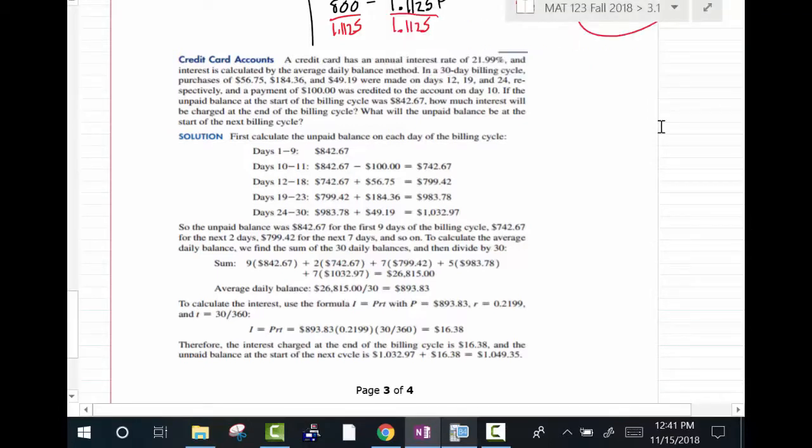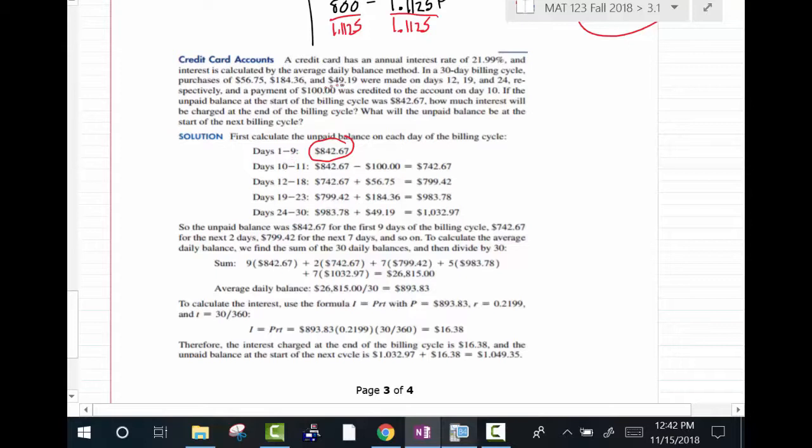So I'm just going to talk through this example. You'll do, I think, one of them on your review and maybe one of them on your online homework. They're not hard to do. What this problem says is, this is your credit card balance. At the beginning of the month, your balance is $842.67. Ideally, you're just going to pay the whole thing off. If you can't afford to do that, then you're going to get charged interest. So this is the way this works.